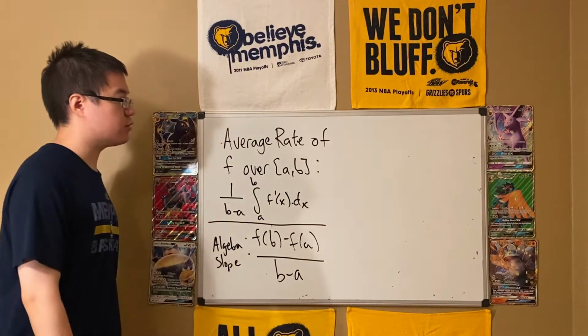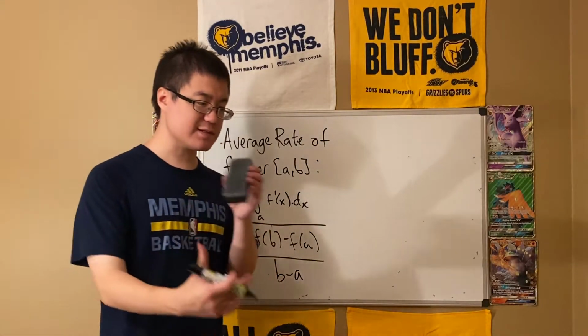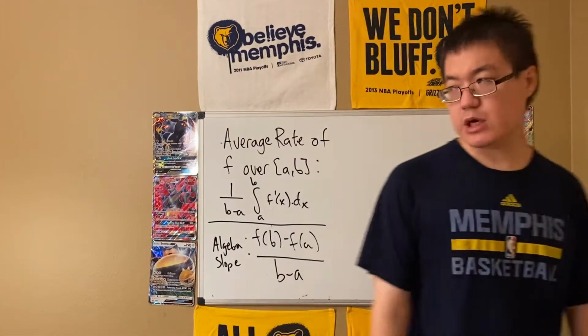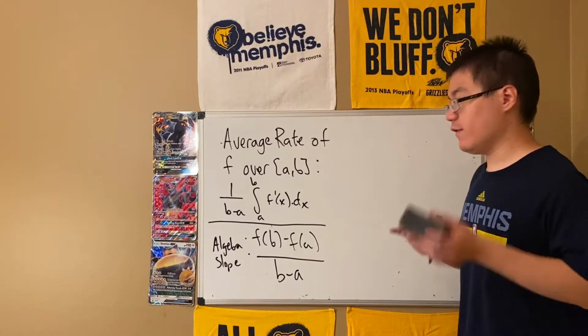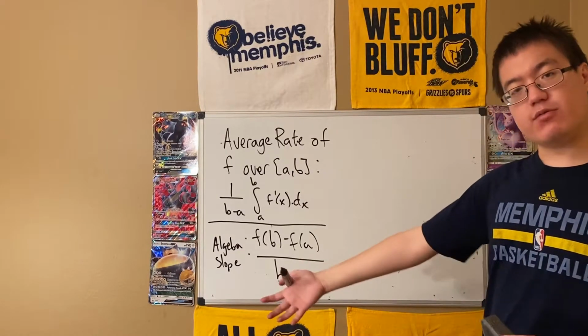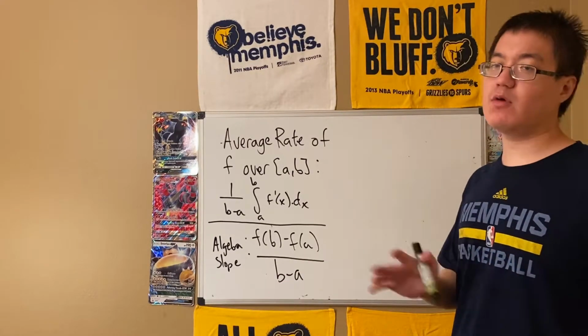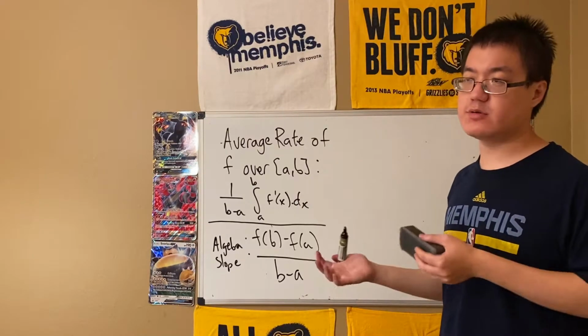So this is where it gets tricky for my students, so I'm going to try to emphasize this as much as possible. So you have average rate of f. Unfortunately, we have free will, and free will is bad. We don't want to make choices. We want to just be told to do something and do it.